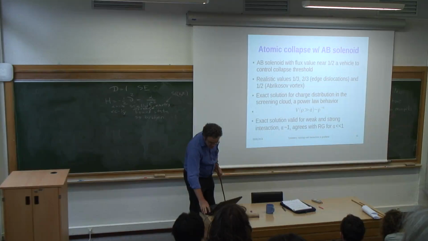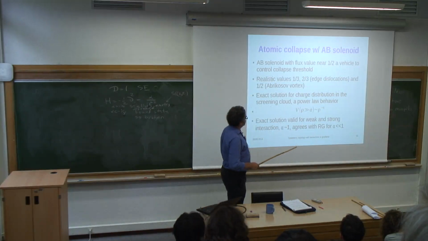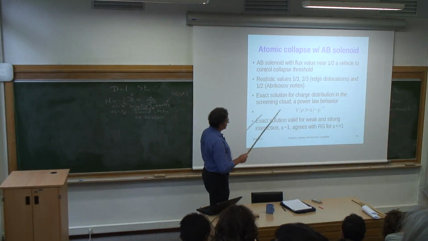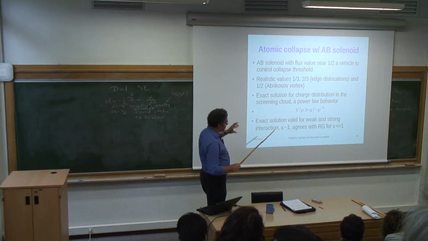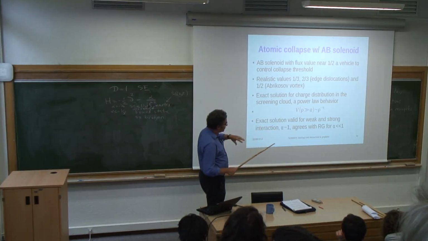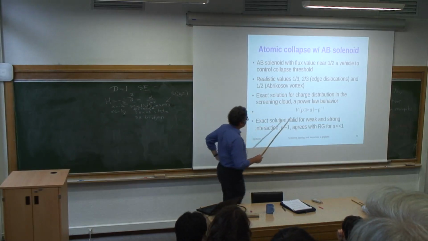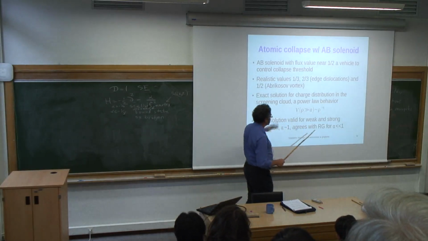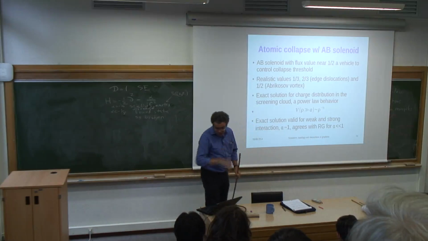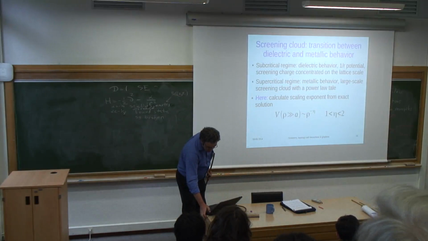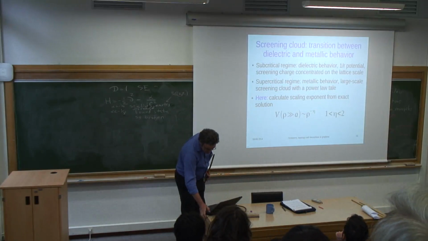and then from this exact solution you can get a very simple picture, for example, for what happens to screening. And the screening changes when you cross the collapse threshold. I haven't talked about it, but screening changes in a kind of dramatic way when you go from a non-collapsing state to a collapsing state, and you can work it out very easily in this problem.